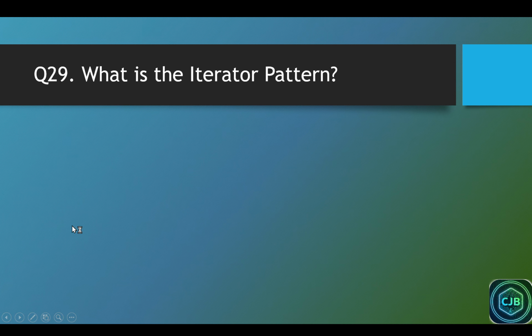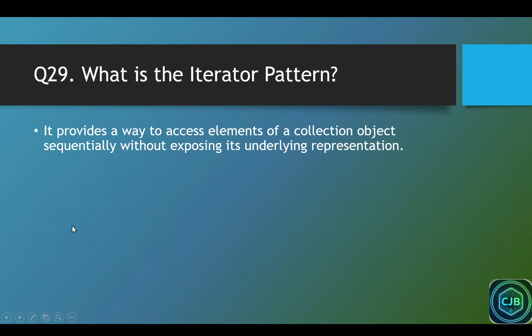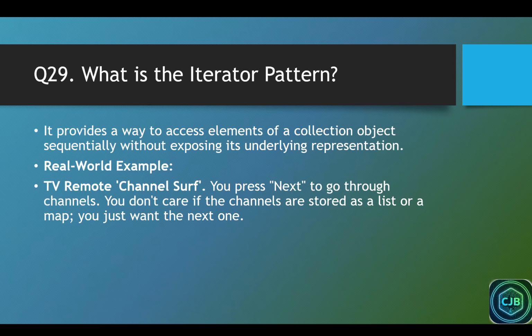What is the iterator pattern? It provides a way to access elements of a collection object sequentially without exposing its underlying representation. Real world example: TV remote channel surfing. You press next to go through channels, you don't care if the channels are stored as a list or a map, you just want the next one.